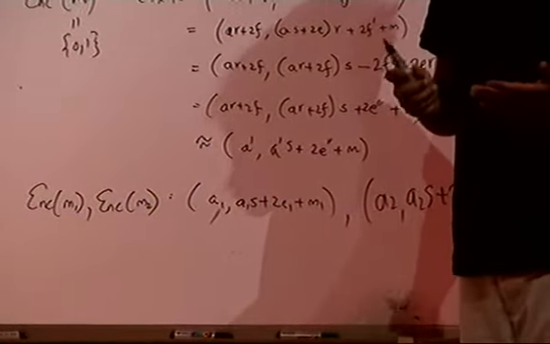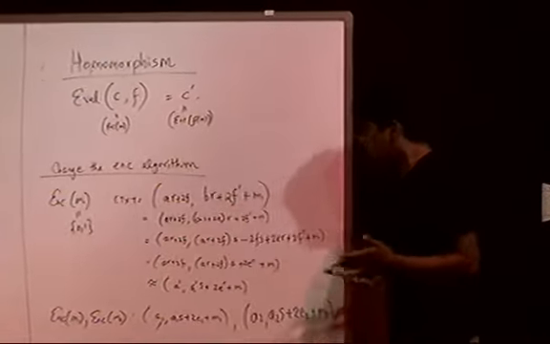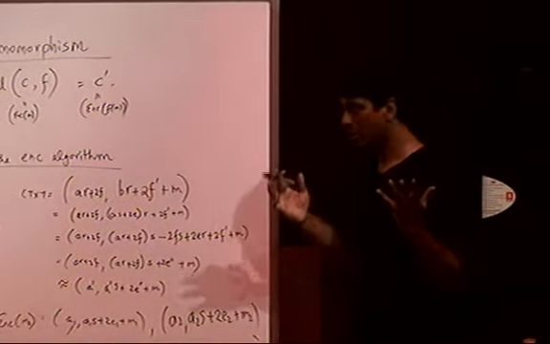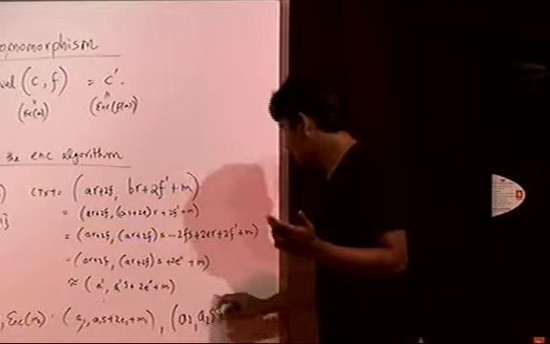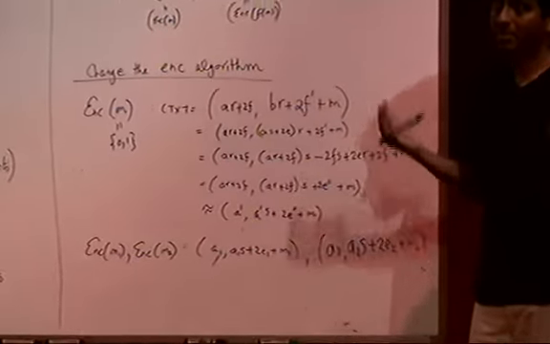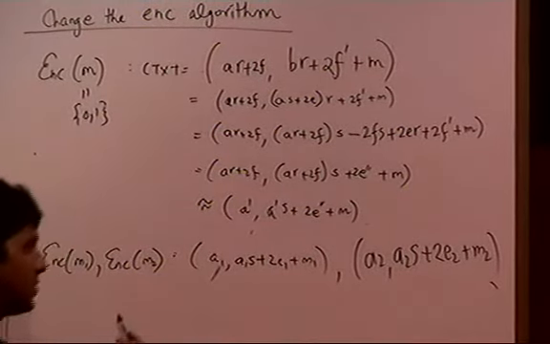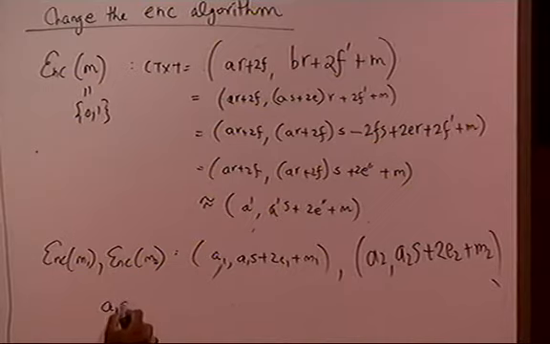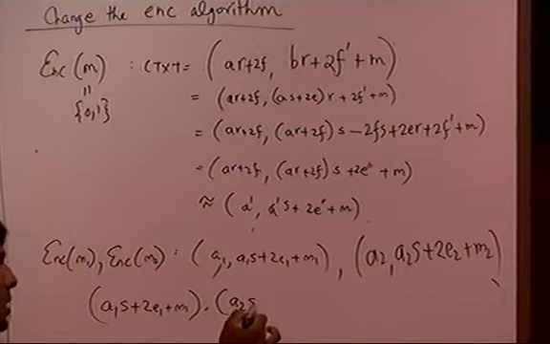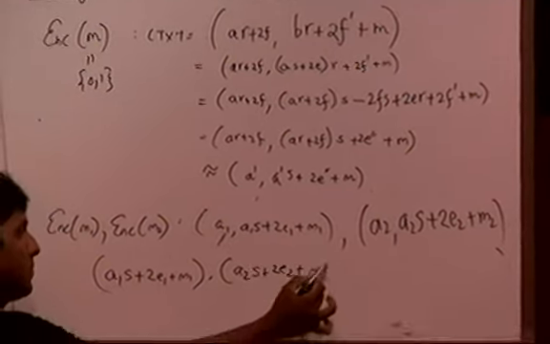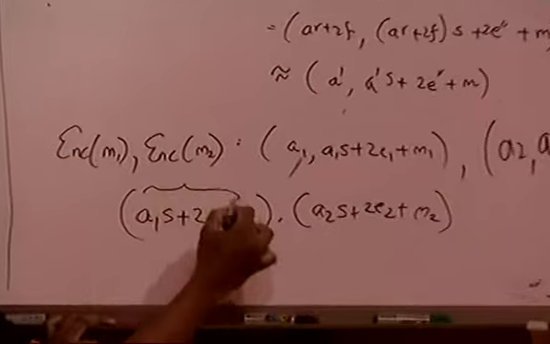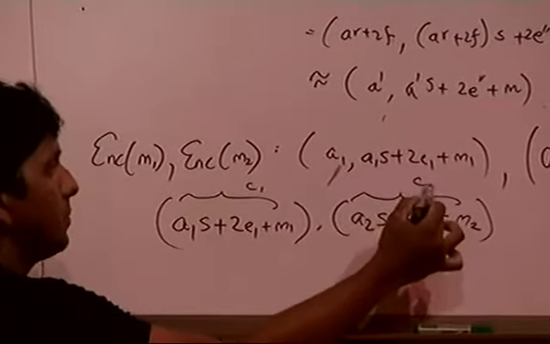How do I multiply them? How do I compute another ciphertext which decrypts to the product of these 2 messages? The first idea that you can think of is, well, this one has an M1 and this one has an M2. Why not multiply them together? It's an obvious idea. Let's see what happens if you do that. So you have A1S plus 2E1 plus M1 times A2S plus 2E2 plus M2. Let me call this C1, and this C2.